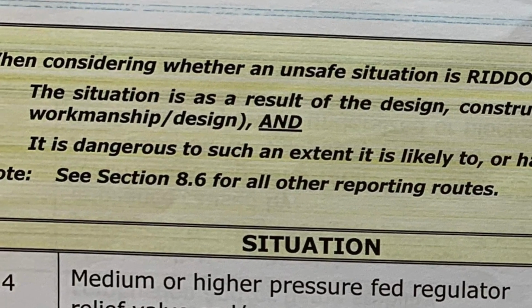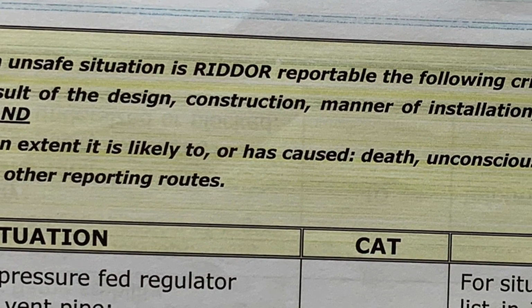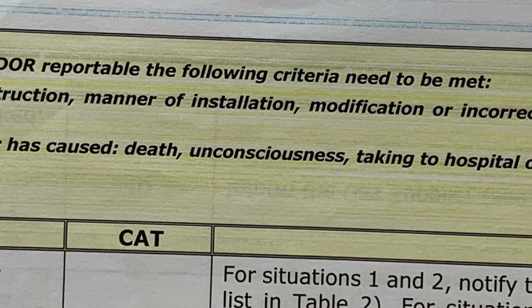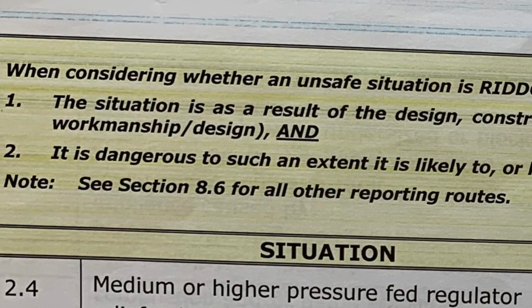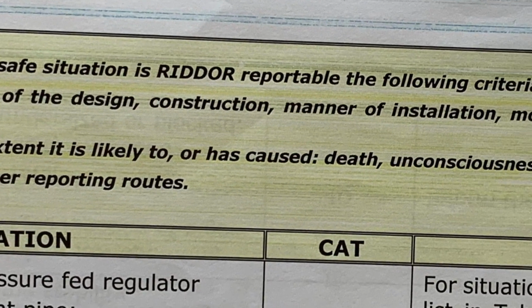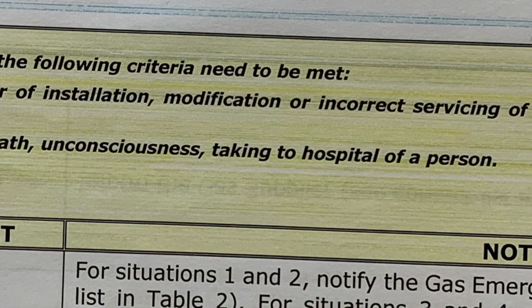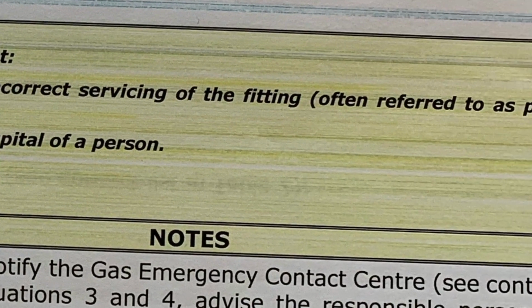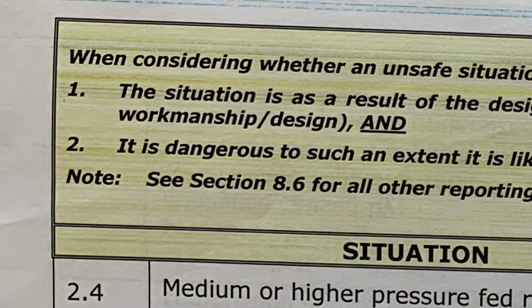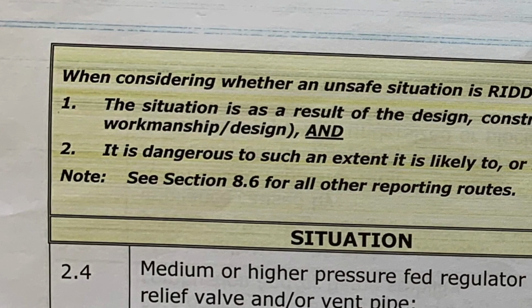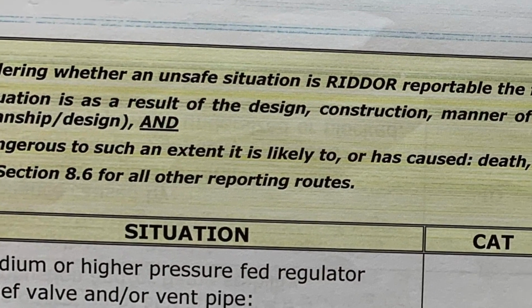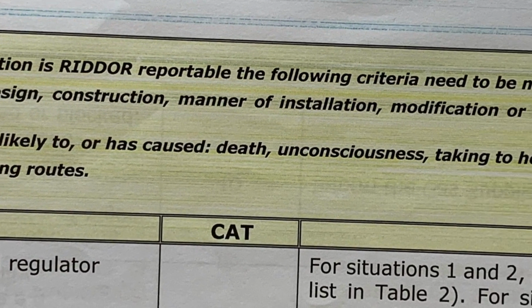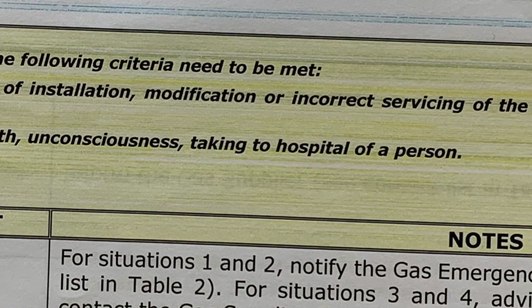Now, on the new IGEM G11 edition 2, it has this yellow section at the top now, and I'll read it to you. It says, when considering whether an unsafe situation is RIDDOR reportable, the following criteria need to be met. Number 1, the situation is a result of design, construction, manner of installation, modification, or incorrect servicing of the fitting, often referred to as poor workmanship or design, and is it dangerous to such an extent as is likely to or has caused death, unconsciousness, or a person being taken to hospital.